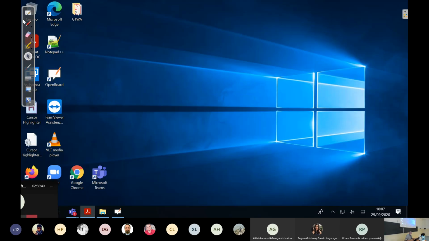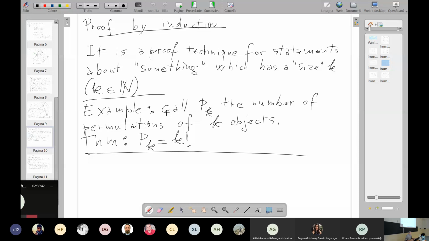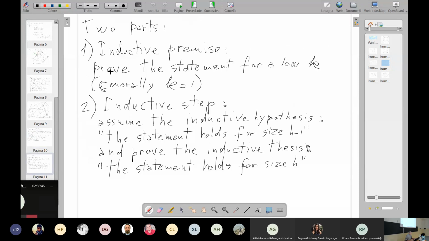But let me do the simple proof for pk. And so I want to give an inductive premise and then an inductive step. Okay? So let's prove the inductive premise in our example.